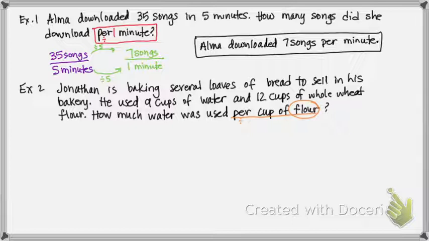So when I write things down, the water is going to go on top because it said how many cups of water. So we're going to do the water on top. So 9 cups of water divided by 12 cups of flour. And that makes sense that you use more water than you do flour.